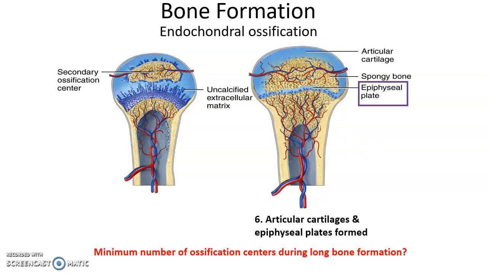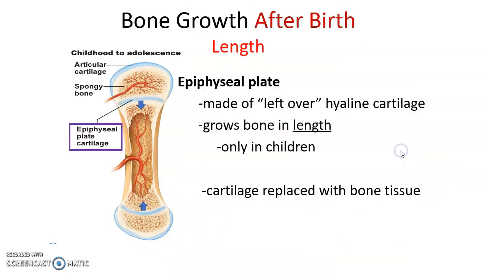So, question: what is the minimum number of ossification centers that develop when long bones are forming? The minimum number would be 3, because you have one, the primary one in the diaphysis, and at least one in each of the epiphyses, proximal and distal.